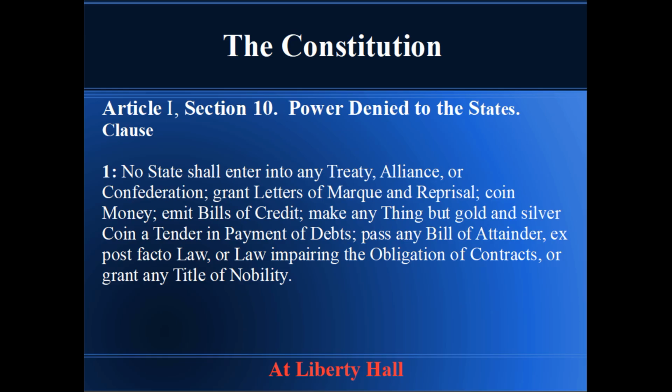Article 1, Section 10. Power denied to the states. Clause 1. No state shall enter into any treaty, alliance, or confederation, grant letters of marque and reprisal, coin money, emit bills of credit, make anything but gold and silver coin a tender in payment of debts, pass any bill of attainder, ex post facto law, or law impairing the obligation of contracts, or grant any title of nobility.